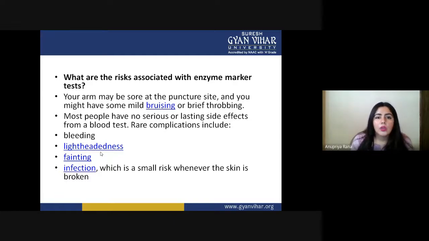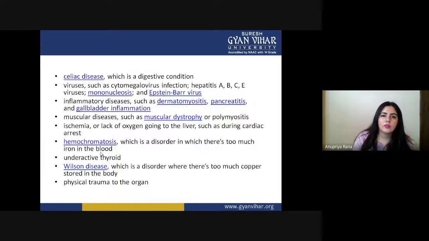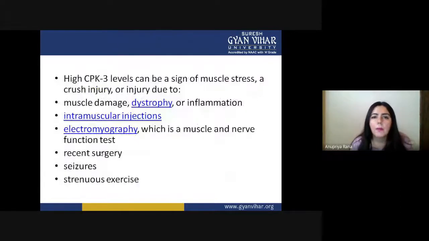Your arm may be sore at the puncture site and you might have some mild bruising or throbbing. That's okay. Most people have no serious or lasting side effects from a blood test. Rare complications include bleeding, lightheadedness, fainting, infection. Honestly, nothing happened. So these were the things when we analyze the marker.